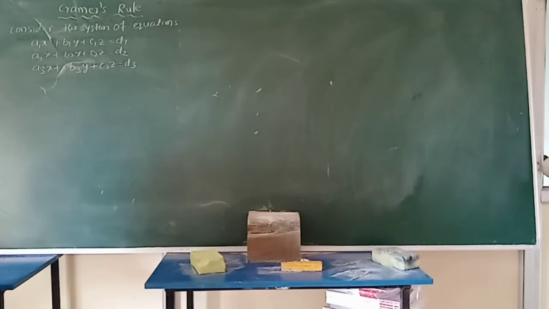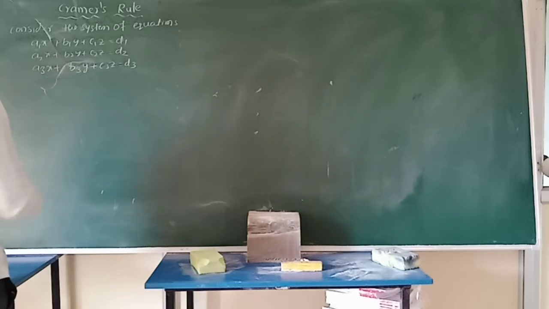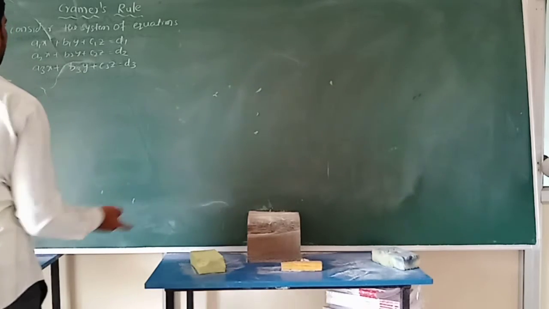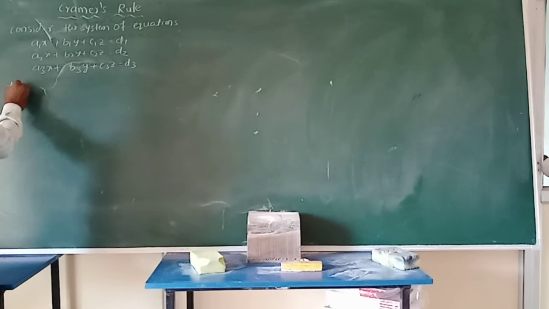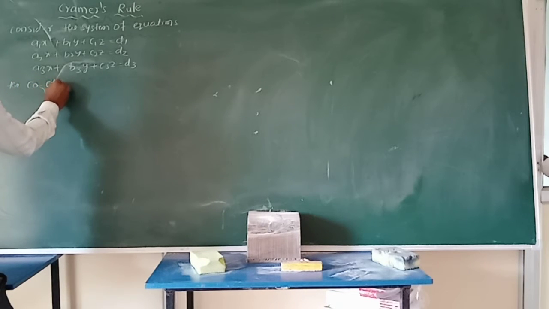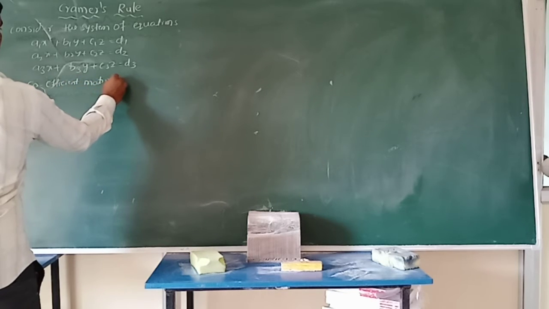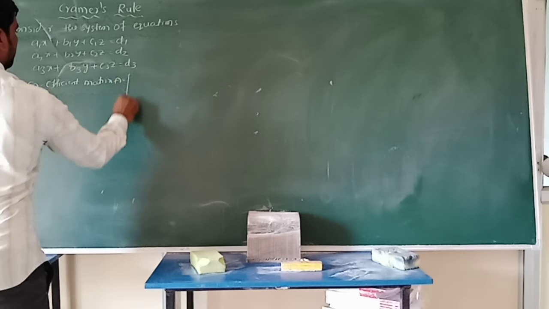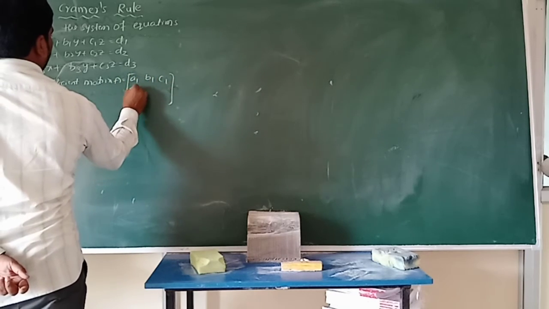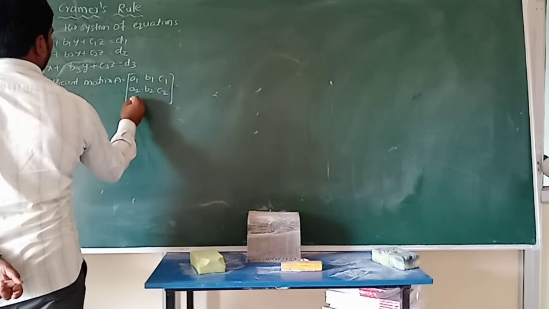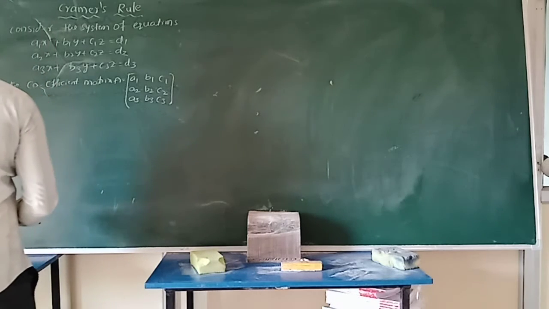Now in this Cramer's rule, a1, b1, c1 are the coefficients of x, y, z. In these three equations, the coefficient matrix A is equal to a1, b1, c1; a2, b2, c2; a3, b3, c3. This is the coefficient matrix.